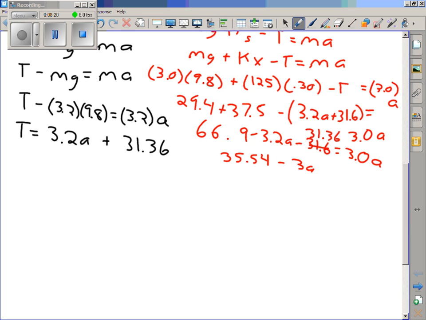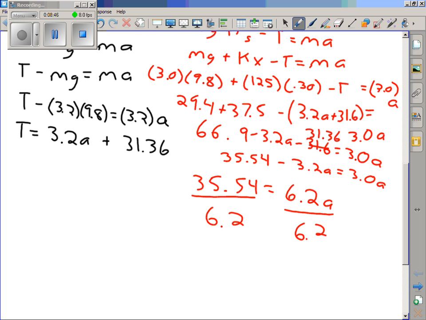Minus 3.2A equals 3.0A. Next step, move that 3.2A to the other side. Right, so now I'm adding it over. So I got 35.54 equals 6.2A. Divide both sides by 6.2, so the acceleration must come out to be what? 5.73. Nice. All right, 5.73 meters per second squared.